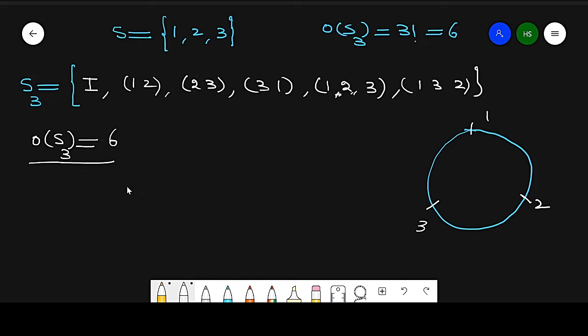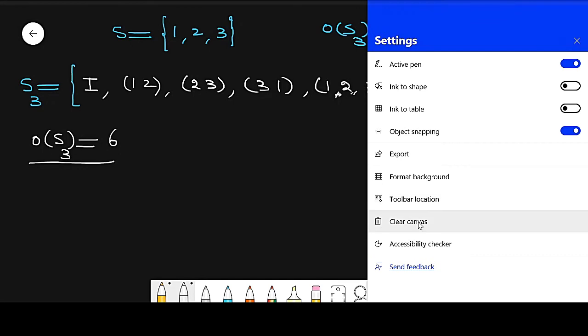So similarly we can find the permutations of S4. So how will we find the permutations of S4? That we will discuss later in the next examples. Now after that, permutations of S4 can be found by the rectangle.